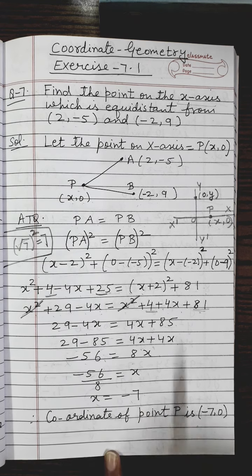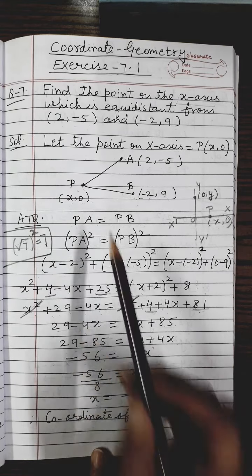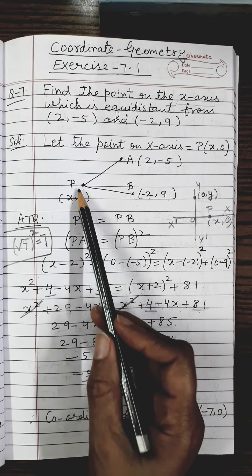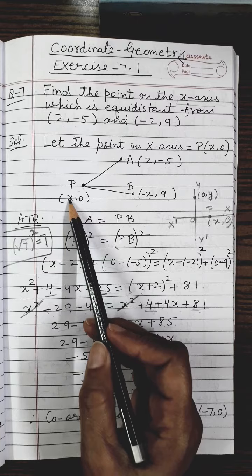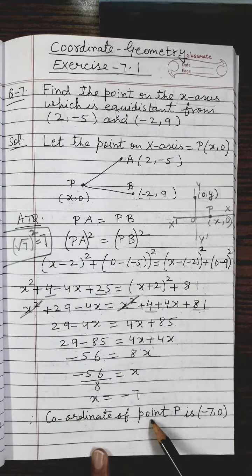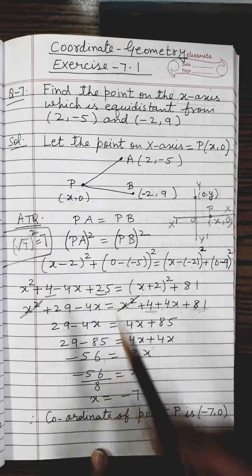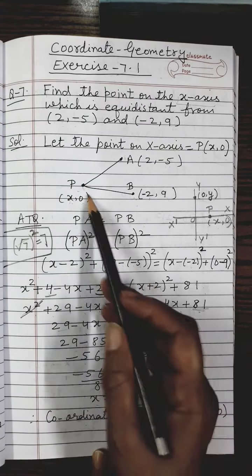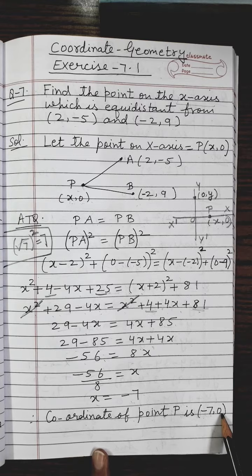Finally we have obtained it. So what is this x? This x is representing the coordinate of point P. X is coming in this coordinate x comma 0. So finally how will I write the coordinate of point P? Instead of x, now I can write minus 7. So the coordinate of P is minus 7 comma 0.